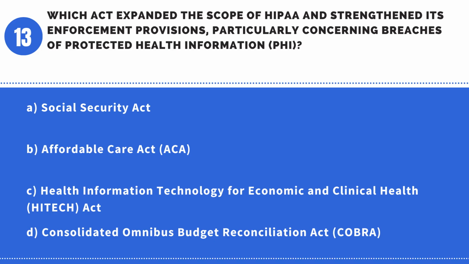Question 13. Which act expanded the scope of HIPAA and strengthened its enforcement provisions, particularly concerning breaches of protected health information, PHI? A. Social Security Act. B. Affordable Care Act, ACA. C. Health Information Technology for Economic and Clinical Health, HITECH Act. D. Consolidated Omnibus Budget Reconciliation Act, COBRA.